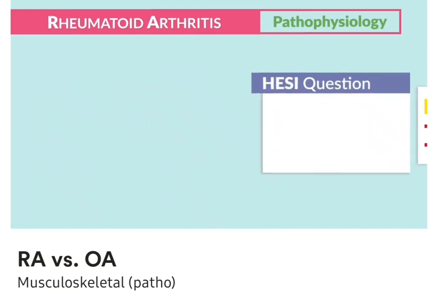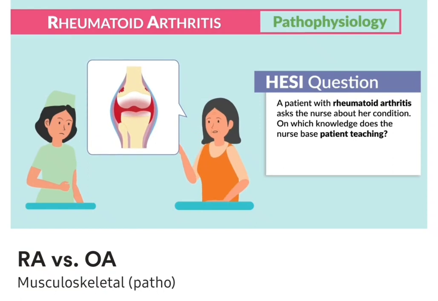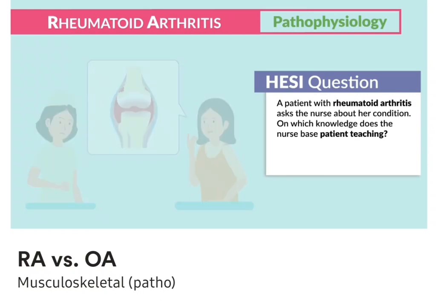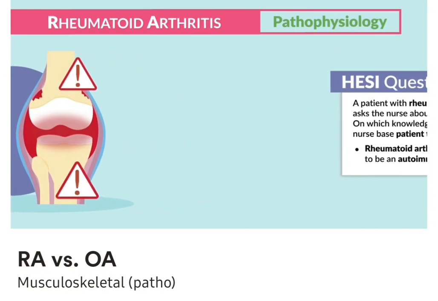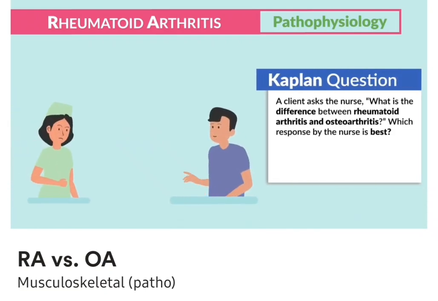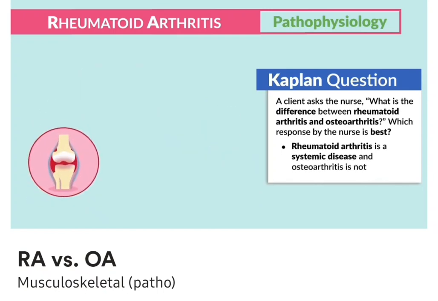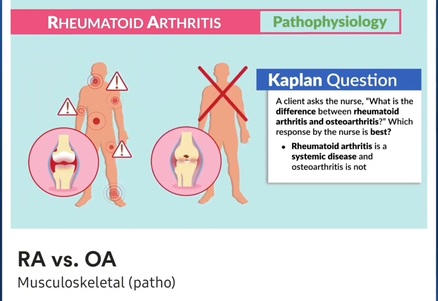So Hesi mentions, a patient with rheumatoid arthritis asked the nurse about her condition. On which knowledge does the nurse base patient teaching? Rheumatoid arthritis is thought to be an autoimmune disorder. And Kaplan mentions, a client asked the nurse, what is the difference between rheumatoid arthritis and osteoarthritis? Which response by the nurse is best? Rheumatoid arthritis is a systemic disease, and osteoarthritis is not.